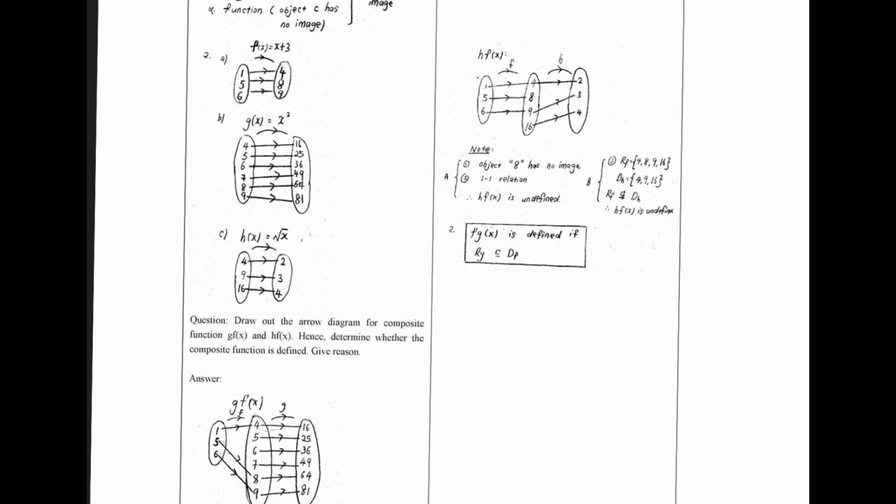1, 5, 6, we actually copy back this arrow diagram on top here. You see the objects are 1, 5, 6, then it maps to 4, 8, 9, right? So over here we have the same idea. 1, 5, 6 are the objects, it maps to 4, 8, 9.